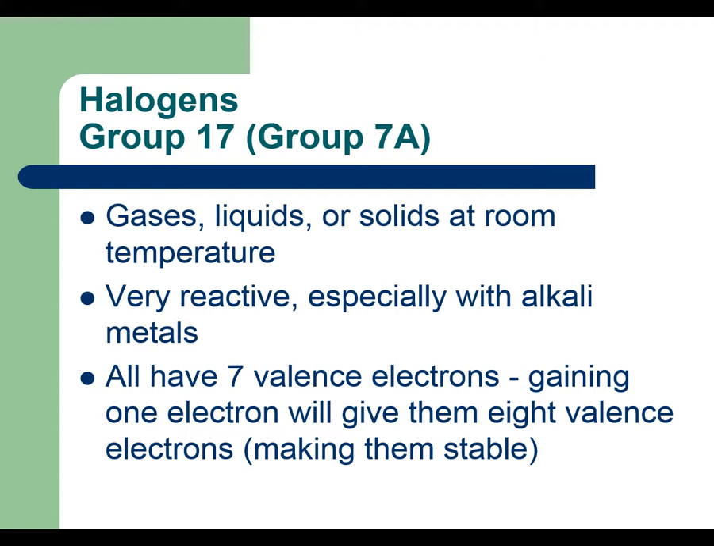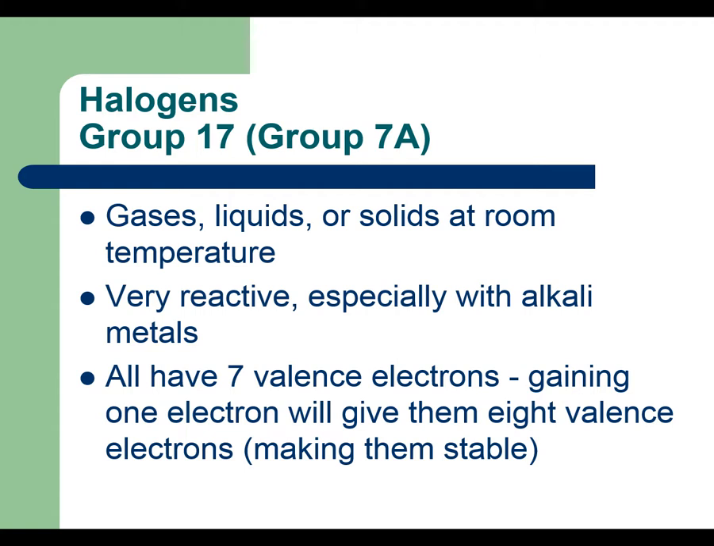Halogens have 7 valence electrons, and they're looking to get to what? 8. So if one atom is looking to give up 1 electron, and another atom is looking to pick up an electron, guess what they do? They trade nice and easy. Okay? All right, good there.